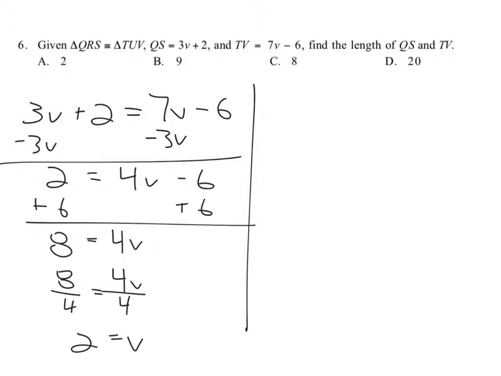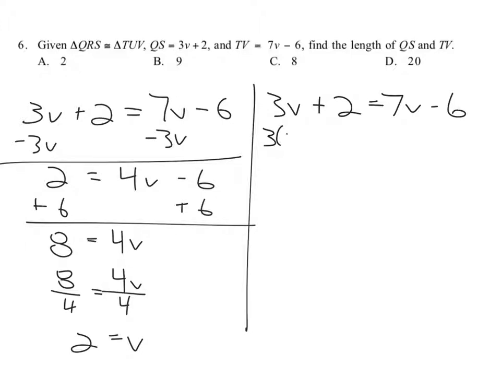I'm going to take this original equation, 3v plus 2 is equal to 7v minus 6. I want to plug it into both of them just to be sure that when we calculate out what each one should measure, they actually do measure the same thing for both.